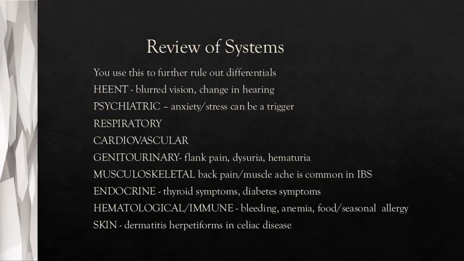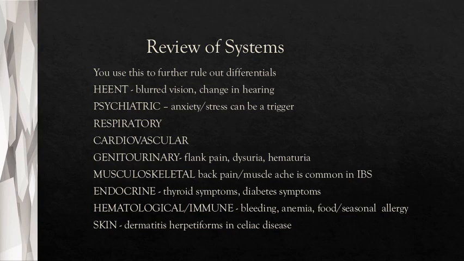And then we can move on to review of systems. This is what we use to further rule out or rule in our differentials. I like to start with psychiatry just so you don't forget it. So you'd find out about things like anxiety, stress, depression. These can be triggers for IBS, so you want to let the examiner know that you know that. You also want to check HEENT, find out about things like blurred vision. Blurred vision occasionally can occur in IBS. Changes in hearing, all those sorts of things, you have to find that out.